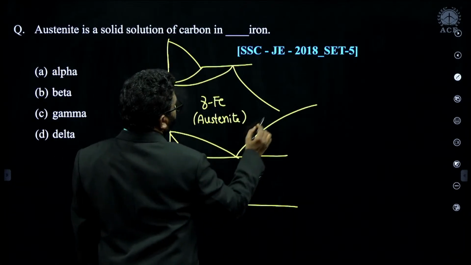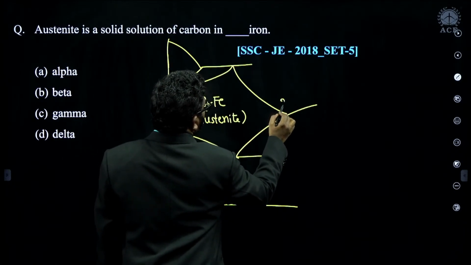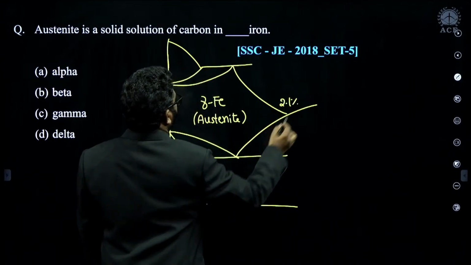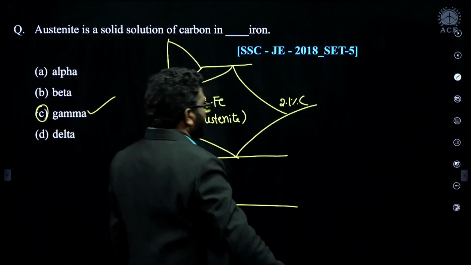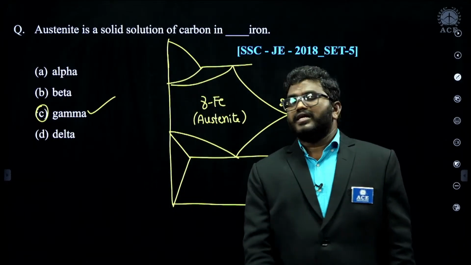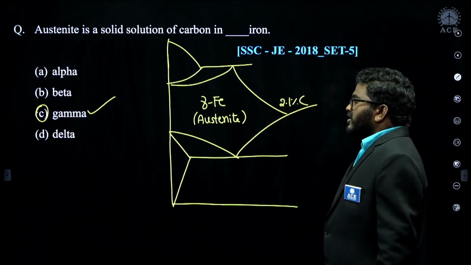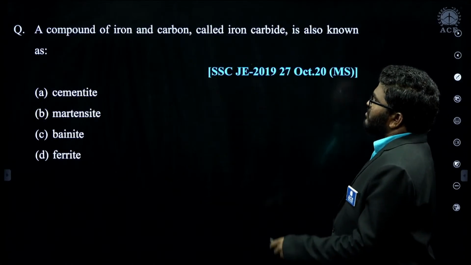This austenite has a percentage of carbon up to 2.1%. So it is a gamma iron. C is the correct answer. Simple question.